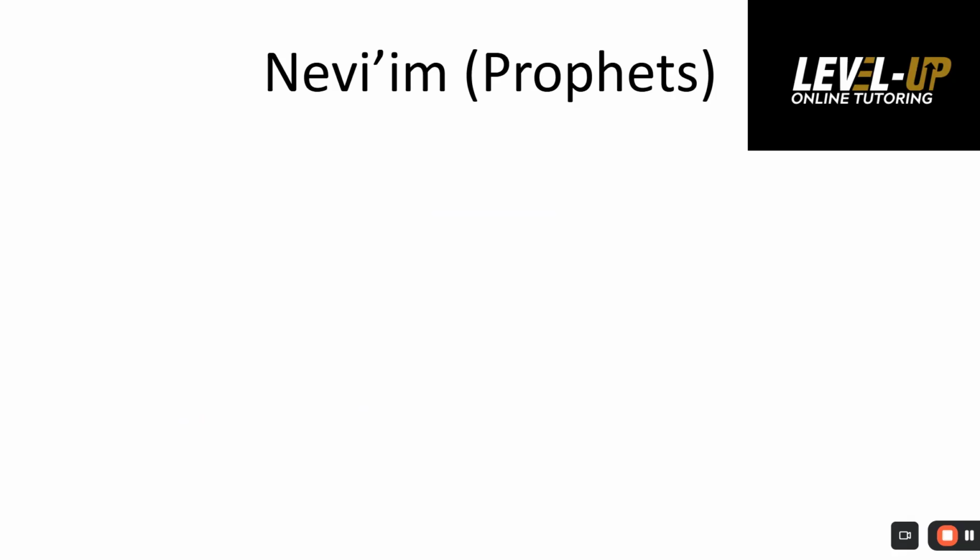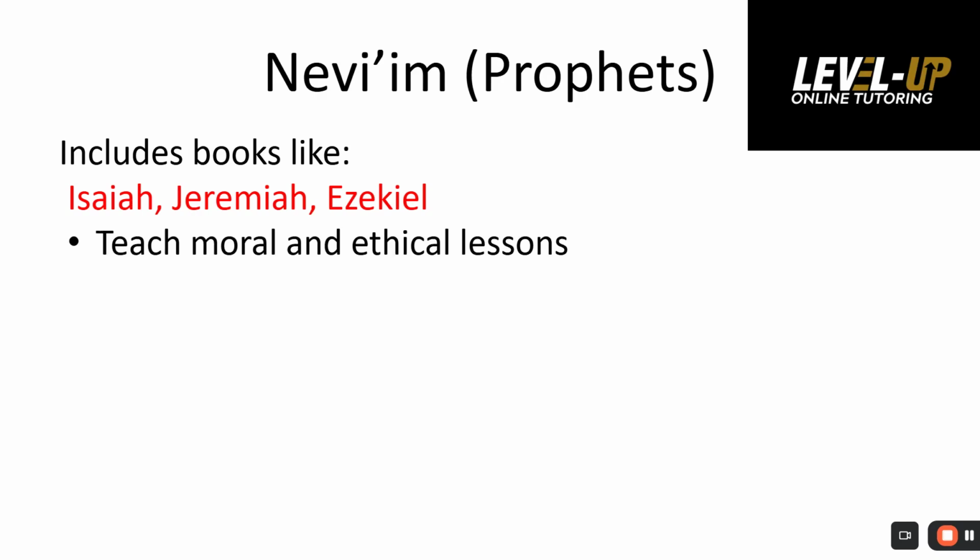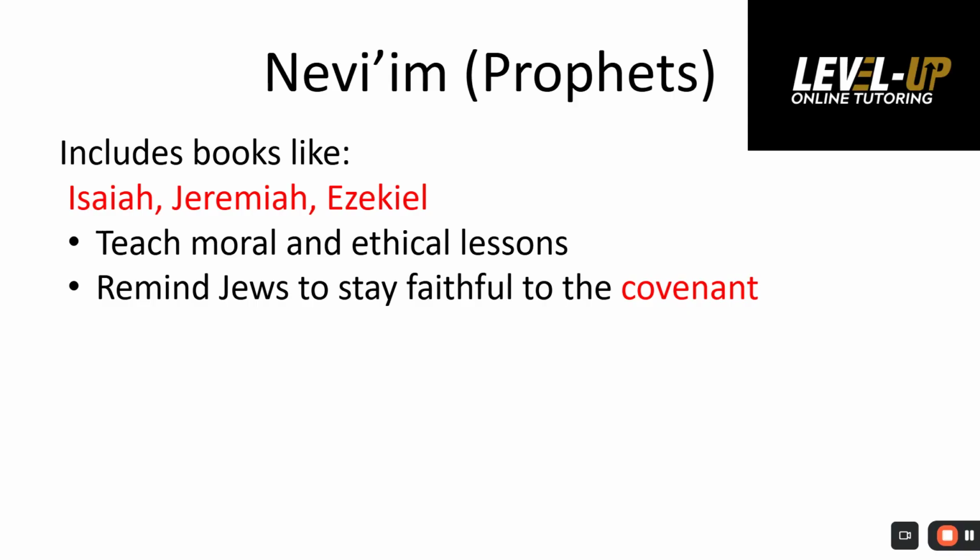We come on to the Nevi'im, which is all about the prophets. That includes books like Isaiah, Jeremiah, and Ezekiel. They teach moral and ethical lessons, telling us what is right and what is wrong. The really good thing about this is that the lessons are usually taught by the prophets doing those actions themselves. So it's an opportunity to know not only what the rules are, but also what that looks like in practice. It reminds them to stay faithful to the covenant.